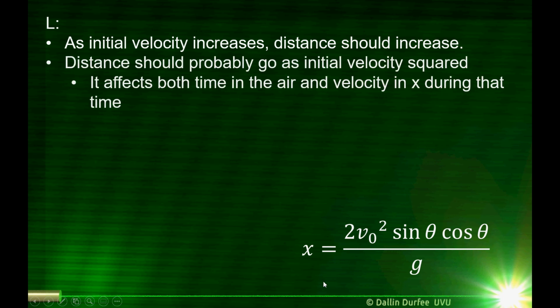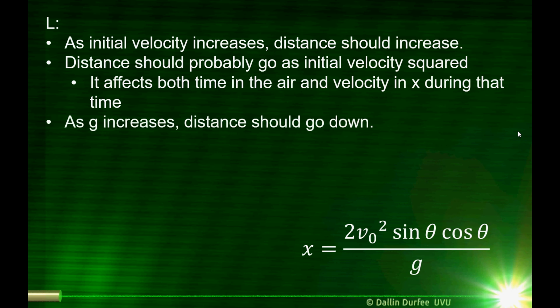And in fact, I would expect that the distance should probably go as the initial velocity squared, because the initial velocity affects the time that the cannonball is in the air. If I have a larger initial velocity, I have a larger y component of velocity, which determines how long the ball is in the air before it comes down again. But it also affects the velocity in x during that time. So it increases the time, and for a given amount of time, it'll go further. So it kind of makes sense that the initial velocity should show up squared in my equation, and it does.